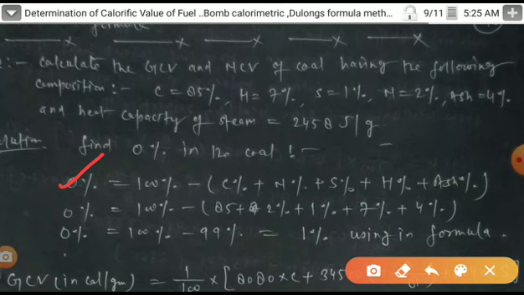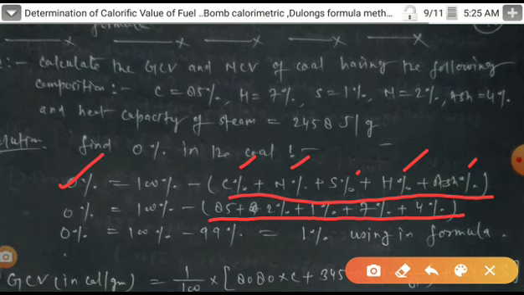When the oxygen percentage is not given, you have to sum up all the percentage values first, then subtract from 100%. So sum up the percentage values of carbon, nitrogen, sulfur, hydrogen, and ash, which are given in this numerical. The sum total of these elemental compositions comes out to 99%. Subtract from 100%, and the answer comes out to 1% only. So the oxygen is 1%.